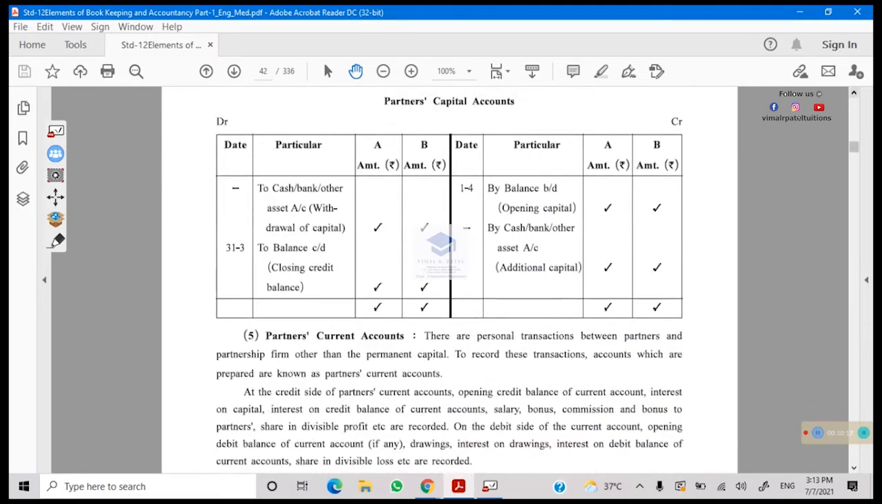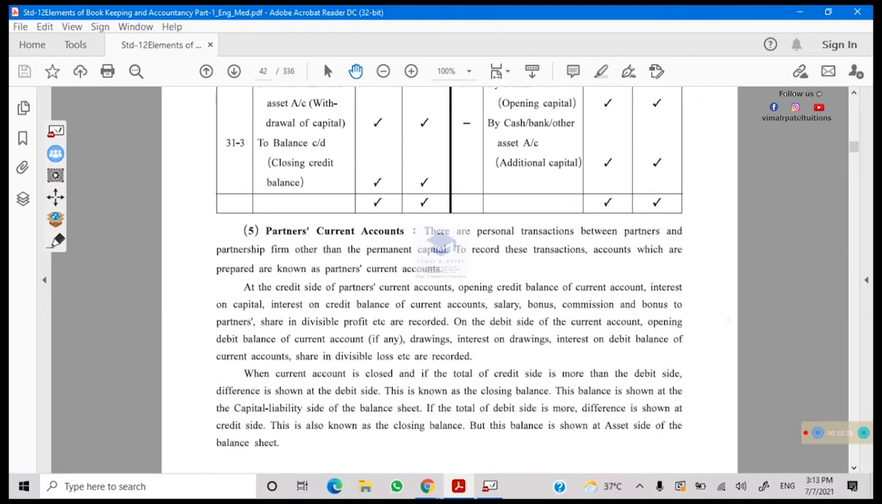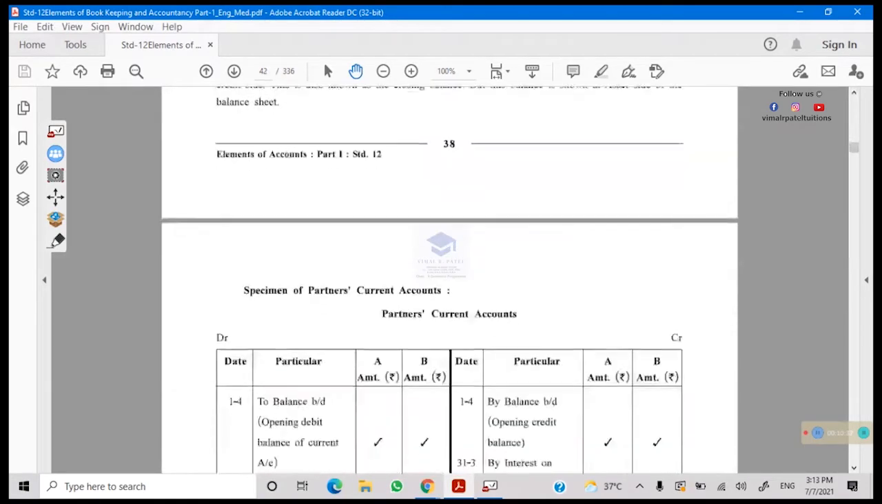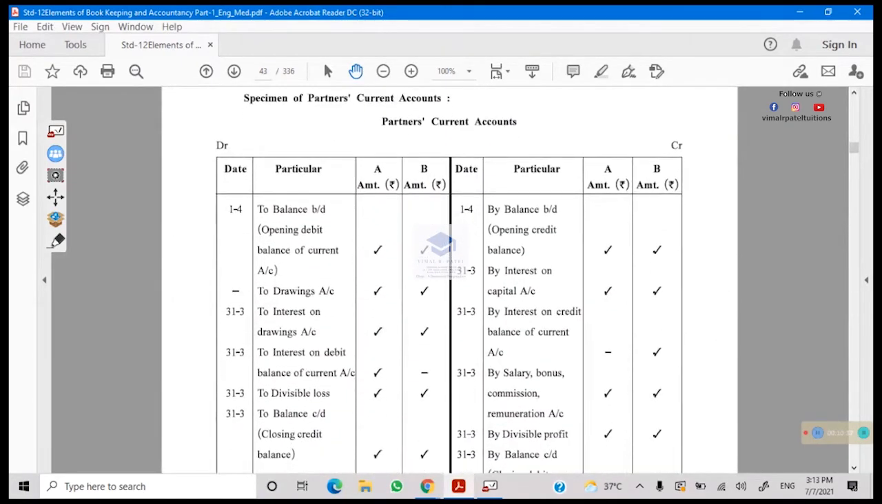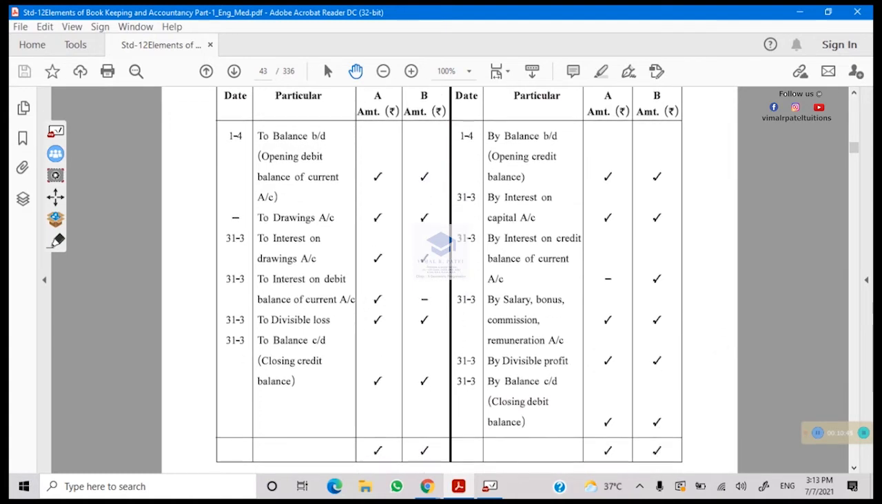Then partners capital account, if fixed capital account method is followed, then capital account, current account both are maintained. So in capital account, credit balance, credit side opening balance, then additional capital brought in, on debit side additional capital withdrawn, and closing balance. And all other effect related to partners adjustment will be given through current account. Like opening balance of current account may be debit or may be credit. Then interest on capital, interest on balance of current account, salary, bonus, commission, remuneration, divisible profit.